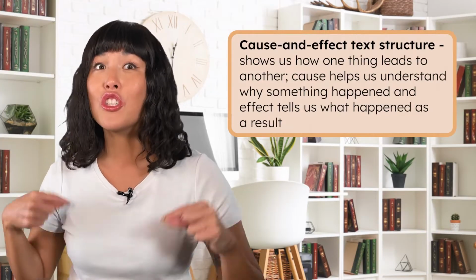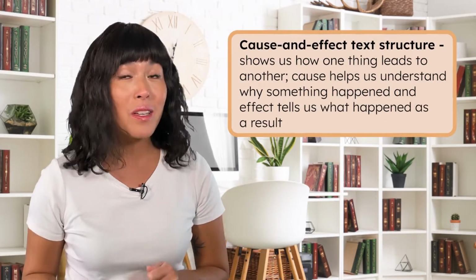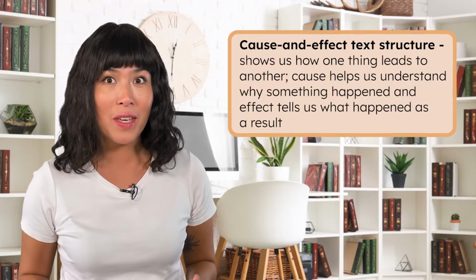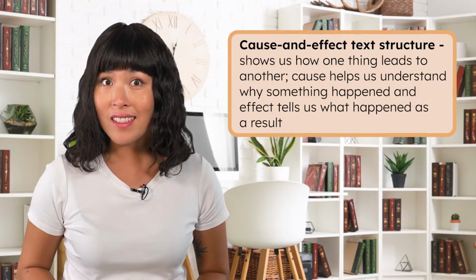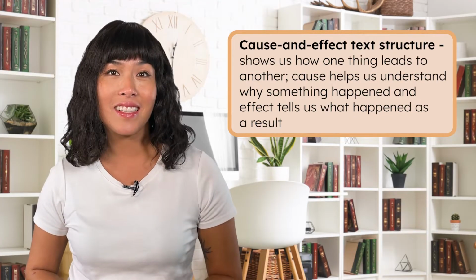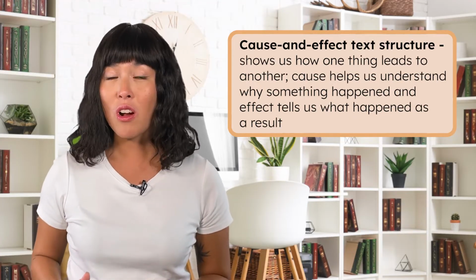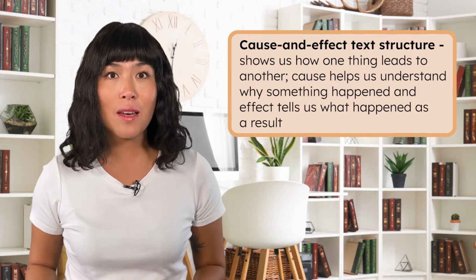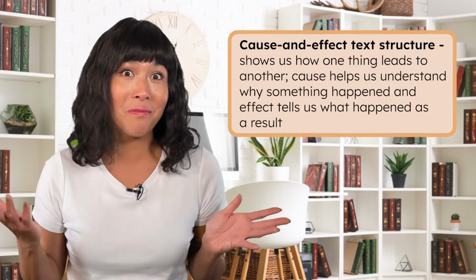Today, we will learn about a new structure called cause and effect, which can be found in both nonfiction and fiction texts. Authors use cause and effect to show us how one thing leads to another. This helps us understand why something happened, which is the cause, and what happened as a result, which is the effect. Cause and effect relationships aren't just found in books. We can see them in our everyday lives, too.